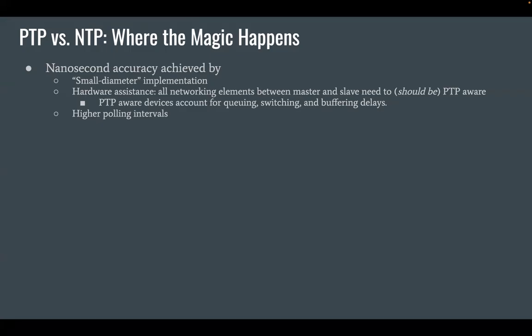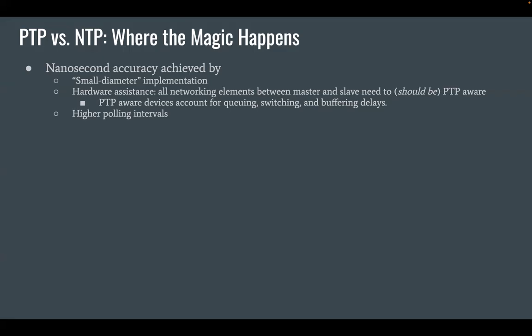PTP also tends to have higher polling intervals. Instead of once every several seconds to several minutes to hours that NTP uses, PTP is a couple of orders of magnitude more frequent, usually several to tens per second.